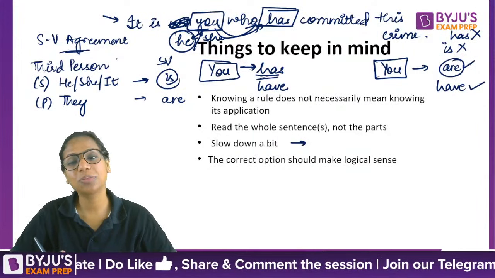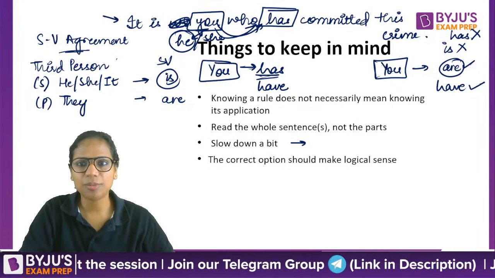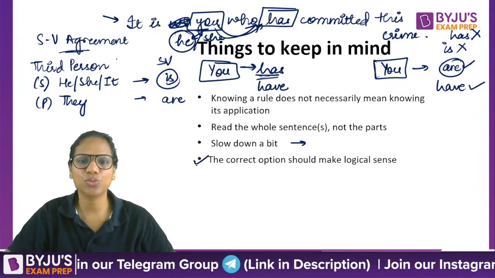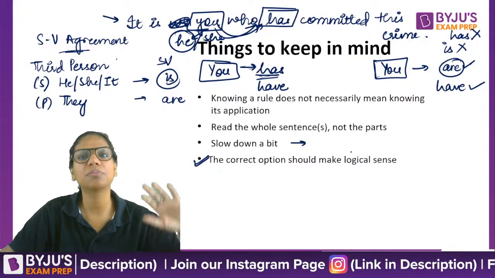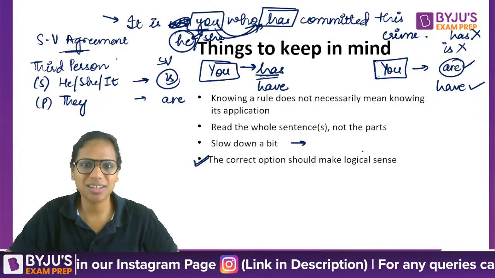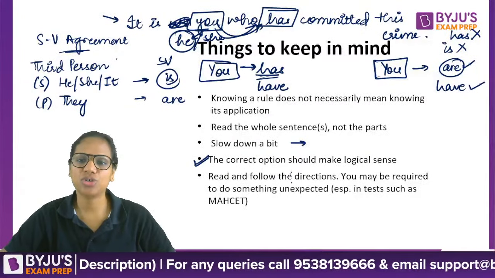The correct option should make logical sense. That is always there, right? So as we proceed and we attempt more and more questions, this will become clearer to you. What I mean by this point is that the correct option should not appear to be illogical, like combining past with the future unnecessarily. That shouldn't happen. And always read the directions carefully.